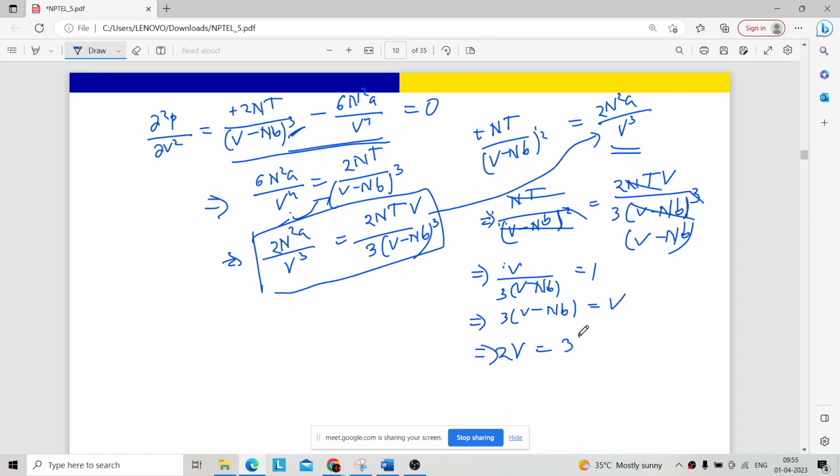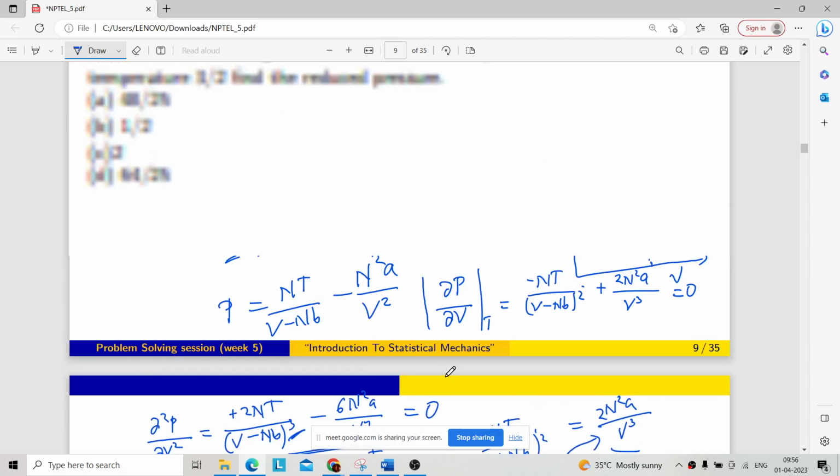So effectively what I have, 2V equal to 3NB, or V equal to 3 by 2 NB, and so you see this volume is independent of other variables. What are these? N is the number of particles, and B is the volume of each molecule. So these are constants. So I got a value for this volume which is constant. So I can call this the critical volume. So I see the critical volume is 3 by 2 NB, right? We need this value for our solution.